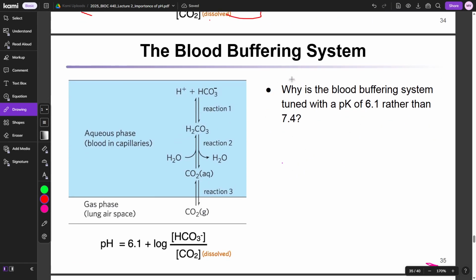Okay, this is actually a really good question. Why? Does anybody know why we're buffering at pK 6.1 and not 7.4? Okay, it's a good start. Why does starting at a pK of 6.1 matter, though, for that?